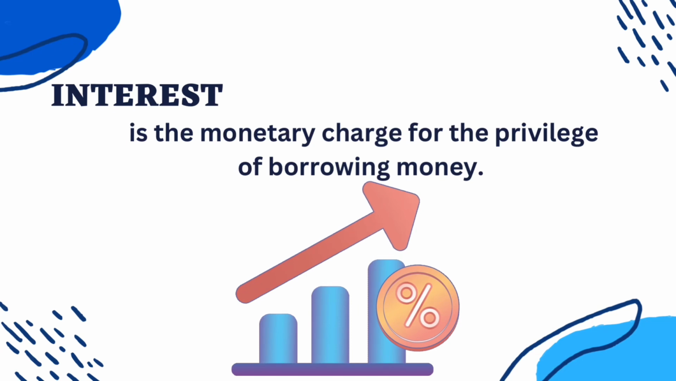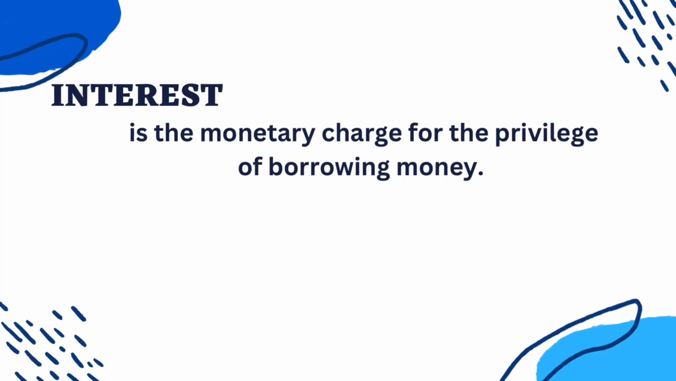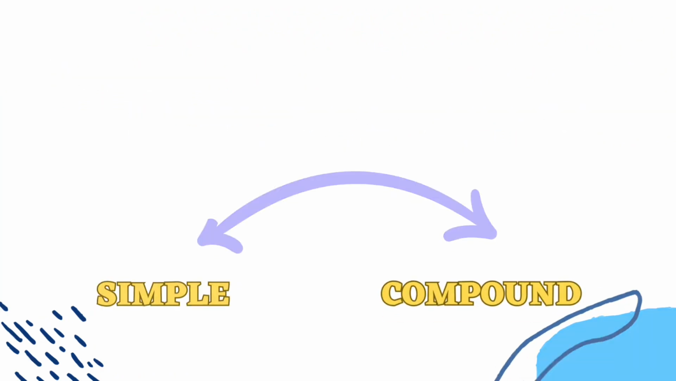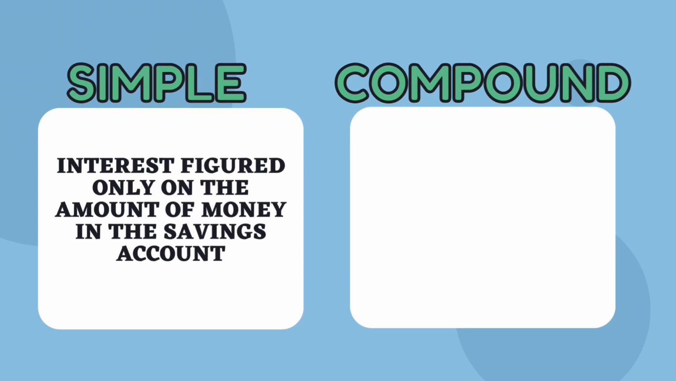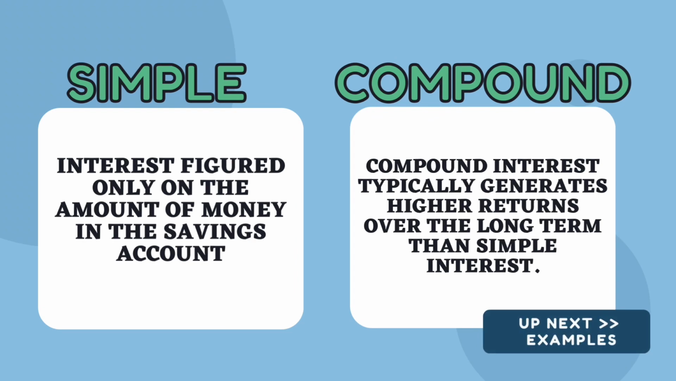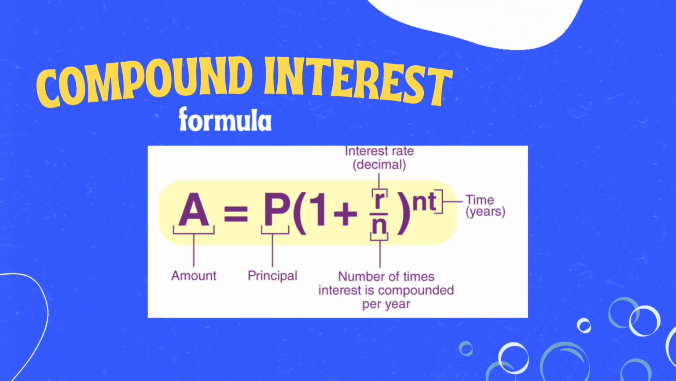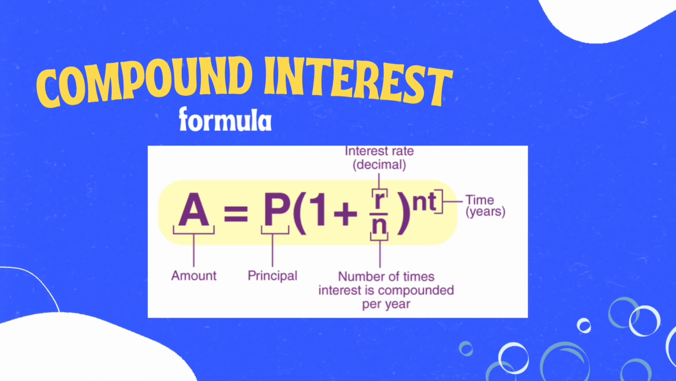But first, what is interest? Interest is a monetary charge for the privilege of borrowing money. Interest can be calculated in two ways: simple interest or compound interest. Simple interest is figured only on the amount of money in the savings account, while compound interest typically generates higher returns over the long term than simple interest. With its feature, interest on top of interest, it can significantly increase the investment return over time, especially on long-term goals. Now that we understand the difference between the two, let's fully discuss how to get the compound interest.